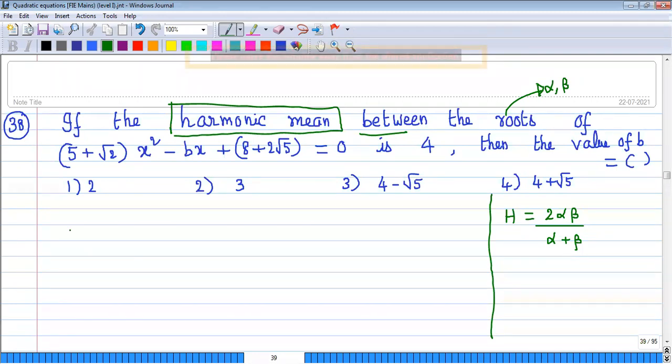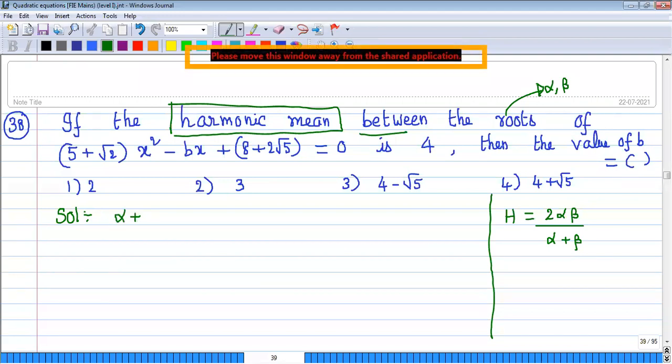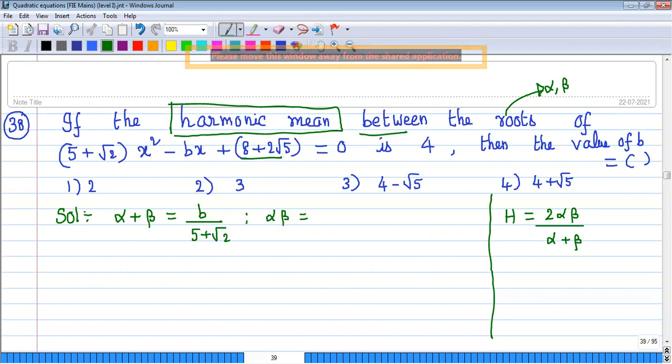Option 4, sir. Oh, very good. Good morning. That means first of all we need to find out alpha plus beta. Alpha plus beta equals minus coefficient of x by x square coefficient, that will be obviously b upon 5 plus root 2. Am I correct? Alpha beta is equal to product of the roots, constant term by coefficient of x square, 8 plus 2 root 5 upon 5 plus root 2.